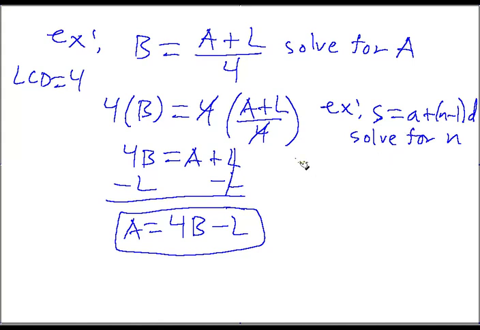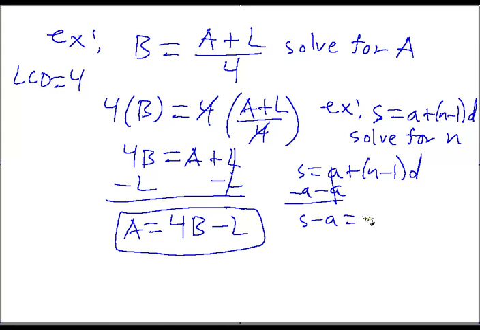Alright? So let's go do that. Let me just recopy this equation. So S is equal to A plus N minus 1 times D. All right. So let's go ahead and get this quantity by itself. Let's get rid of this A. This A does not have N at all. Let's subtract A on both sides. I want to get N by itself. Keep that in mind.